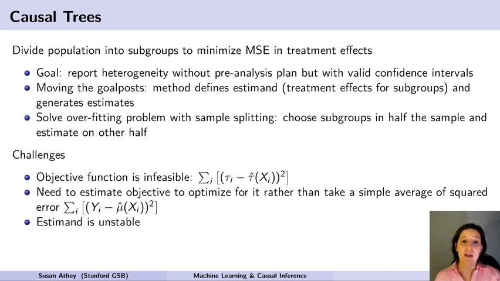That is, we're going to choose subgroups, or determine what the subgroups are, in half the sample and estimate the treatment effects on the other half of the sample. Now, this might seem inefficient because we're only using half of the data to actually produce our treatment effect estimates. But doing the sample splitting is going to give us a lot of advantages, because it turns out if we don't do that sample splitting, we'll often end up with inconsistent estimates of treatment effects.